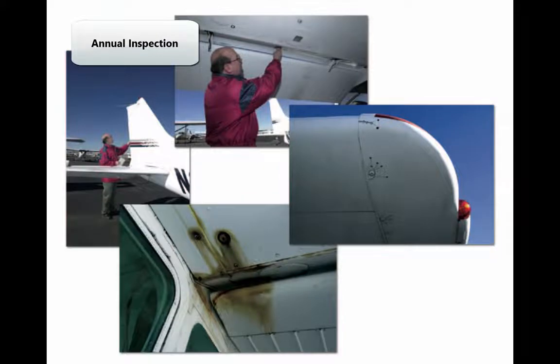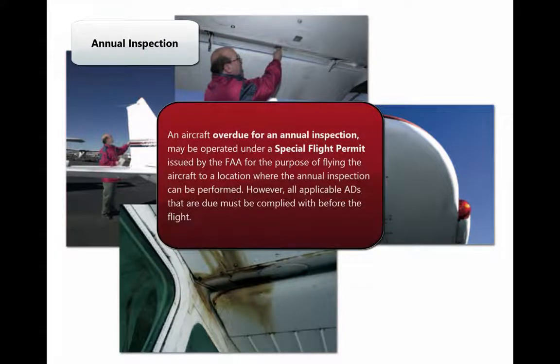An aircraft overdue for an annual inspection may be operated under a special flight permit issued by the FAA for the purpose of flying the aircraft to a location where the annual inspection can be performed. However, all applicable ADs that are due must be complied with before the flight.